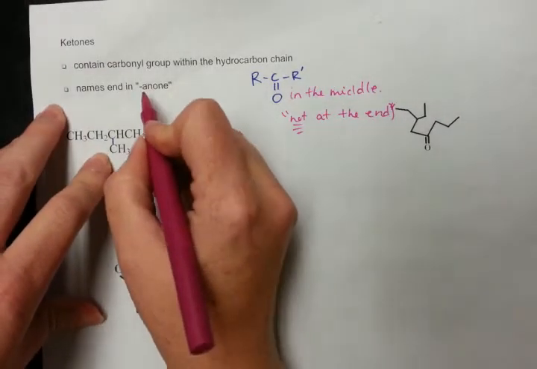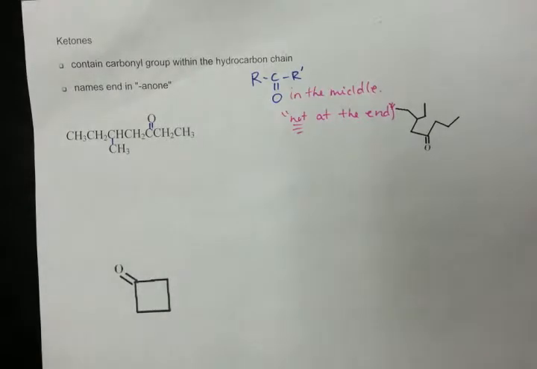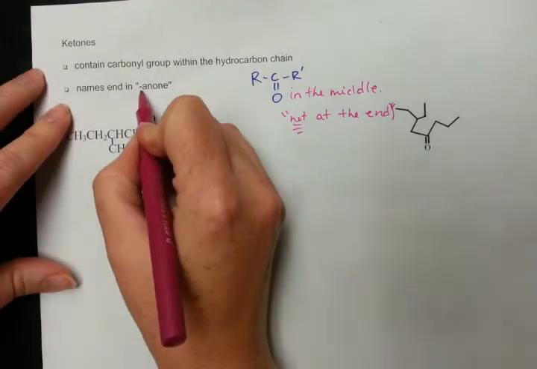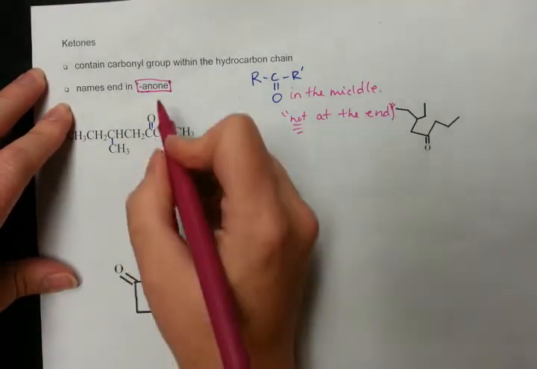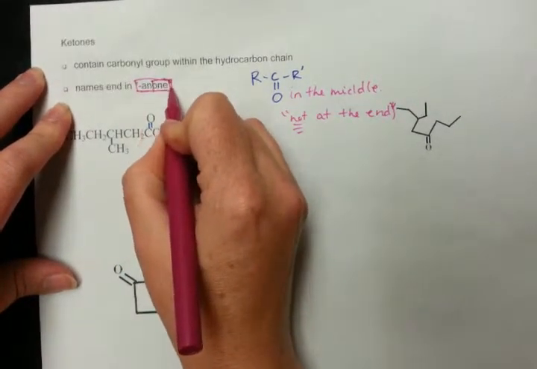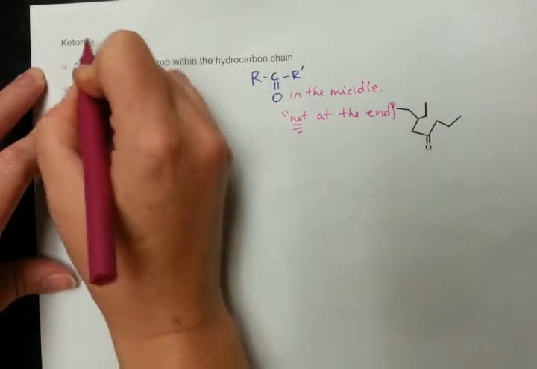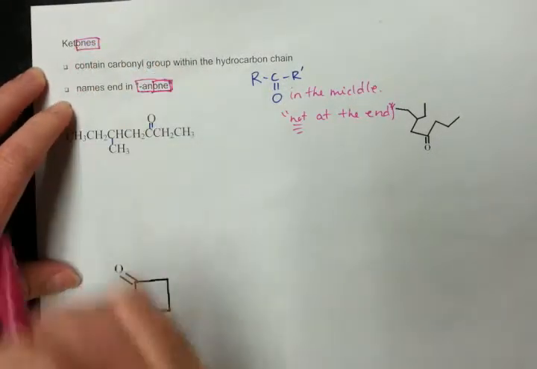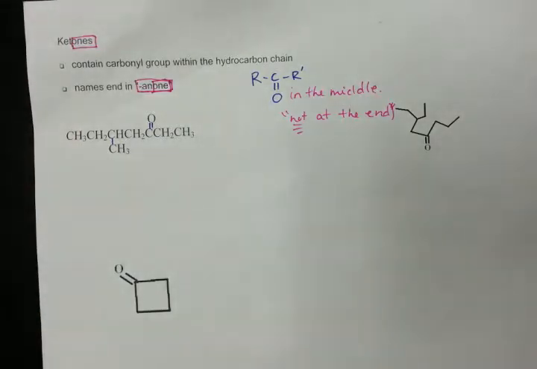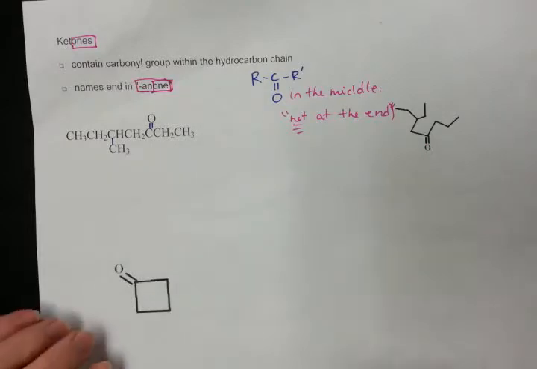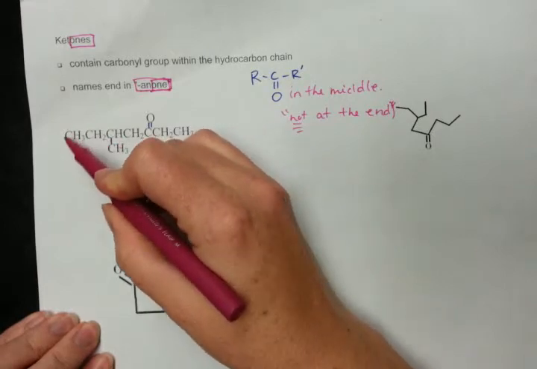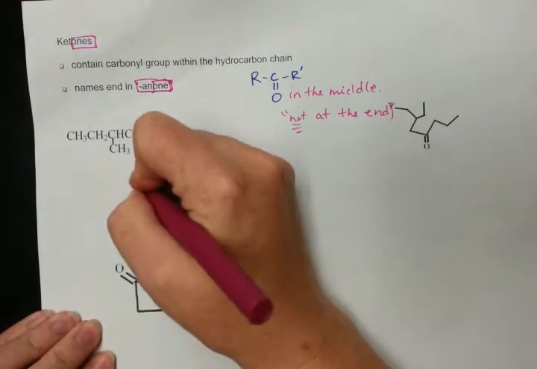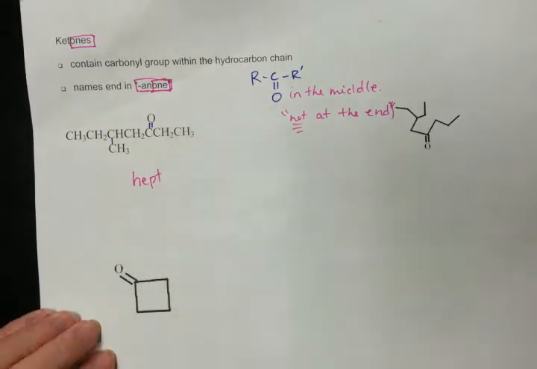In this case, we will use the root name as usual, and then end with the suffix -one. Now again, I like to memorize this, much like the alcohol name and the aldehyde name, by ending in -one, which is also the end of the family. To name these, you will again choose the longest continuous hydrocarbon chain. So 1, 2, 3, 4, 5, 6, 7. 7 is the longest, and therefore I will start with the root hept.